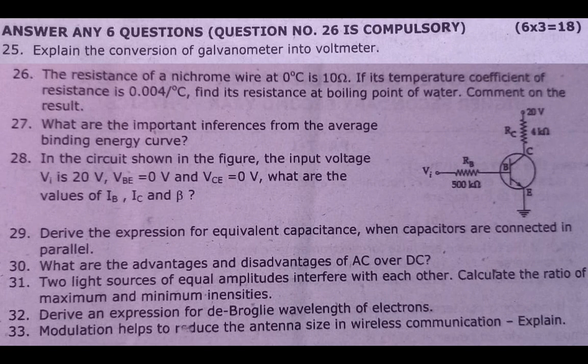Question number 32. Derive an expression for de Broglie wavelength of electrons. Question number 33. Modulation helps to reduce the antenna size in wireless communication. Explain.